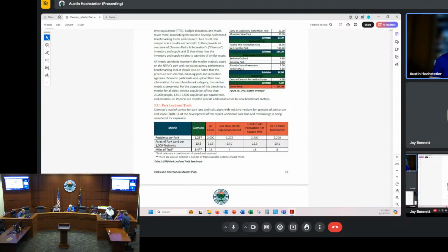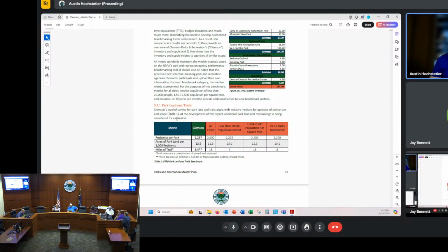So a way of looking at this is, Clemson has 13 and a half acres of parkland per 1,000 residents. For all the cities across the country, the average is 11 and a half, so you're above that. But you're also above communities that are similar in size and population. You're slightly above population density statistics, and you're slightly above systems that maintain a similar number of park sites. That's how you interpret these charts.